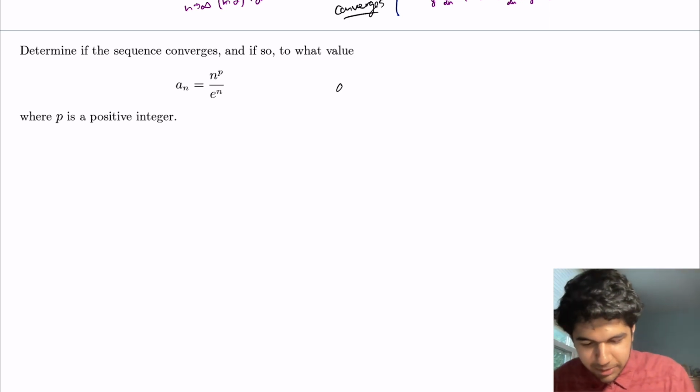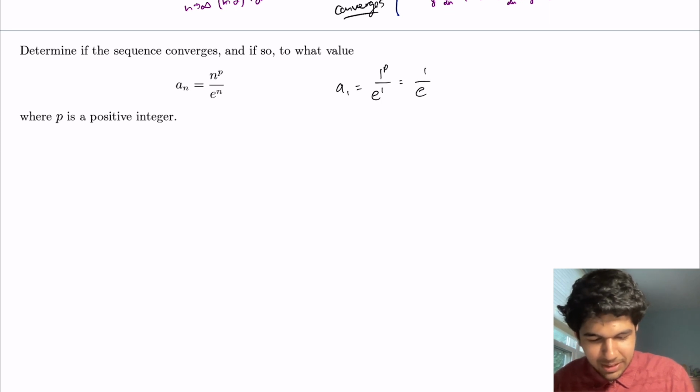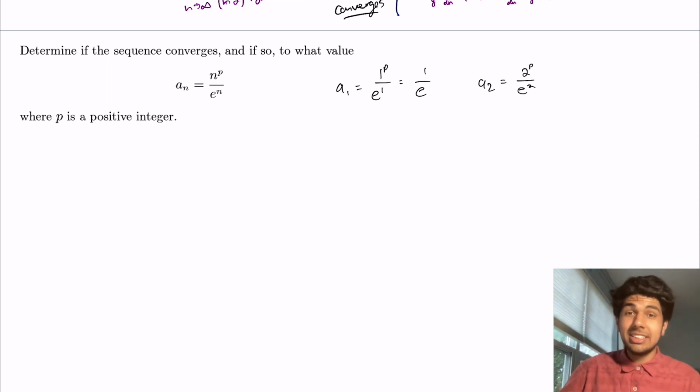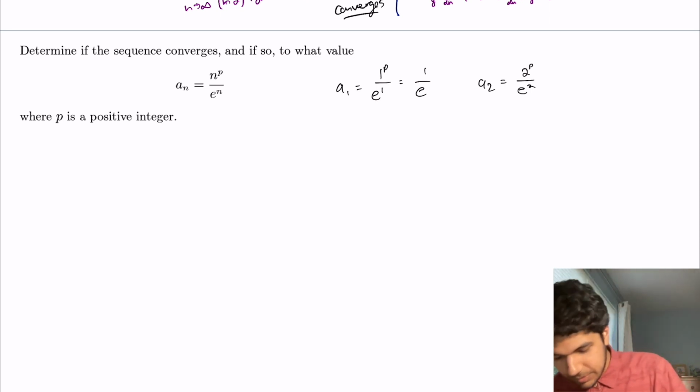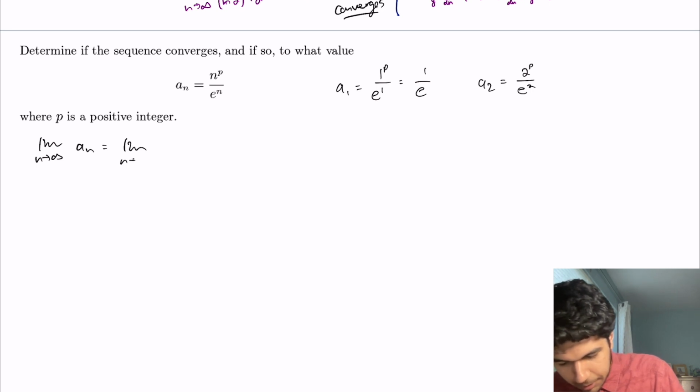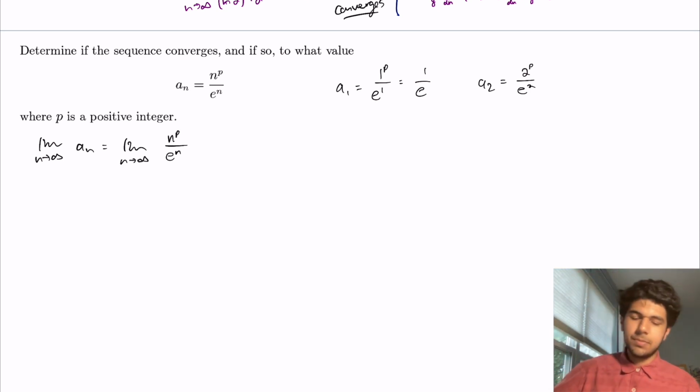But let's see, a sub 1 would be equal to 1 to the p over e to the 1, which is equal to 1 over e. A sub 2 is equal to 2 to the p over e squared, but that doesn't really tell us much, and so on and so forth. So that means we have to consider the limit. The limit as n approaches infinity of a sub n is equal to the limit as n approaches infinity of n to the p over e to the n.